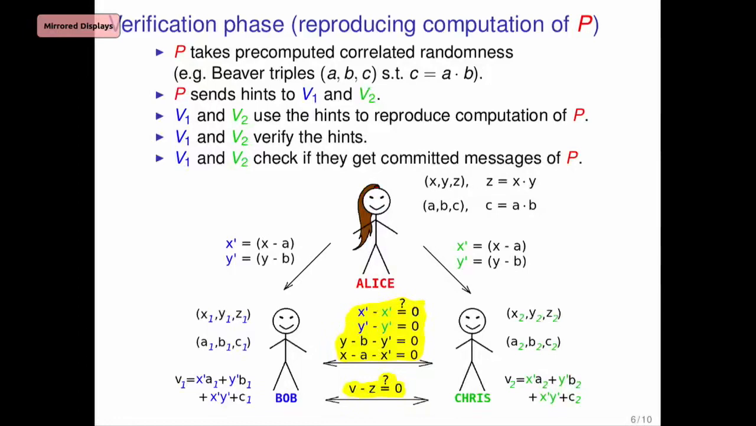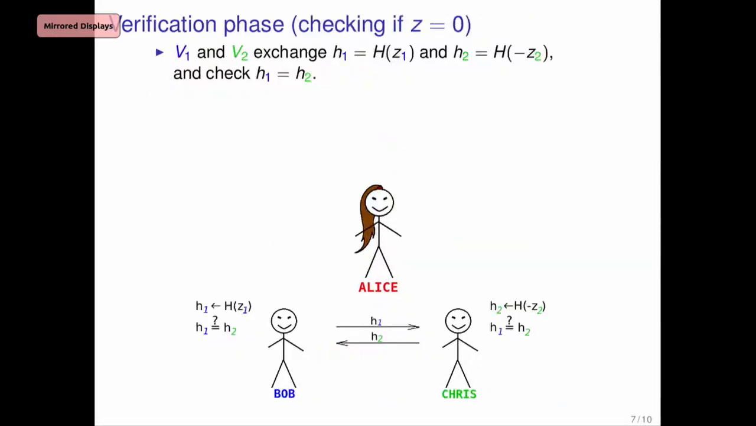They have computed some shares, and they want to check if the shared value is 0 or not. So the easiest way is just to open this value. But if you have two parties, they can do it even more efficiently, especially if there are a lot of such values whose being 0 should be checked. They compute hashes of these shares Z1 and Z2, and why it works: because if Z1 plus Z2 equals 0, then Z1 is a negation of Z2. So they compute the hashes of these two values and compare if they are the same or not.